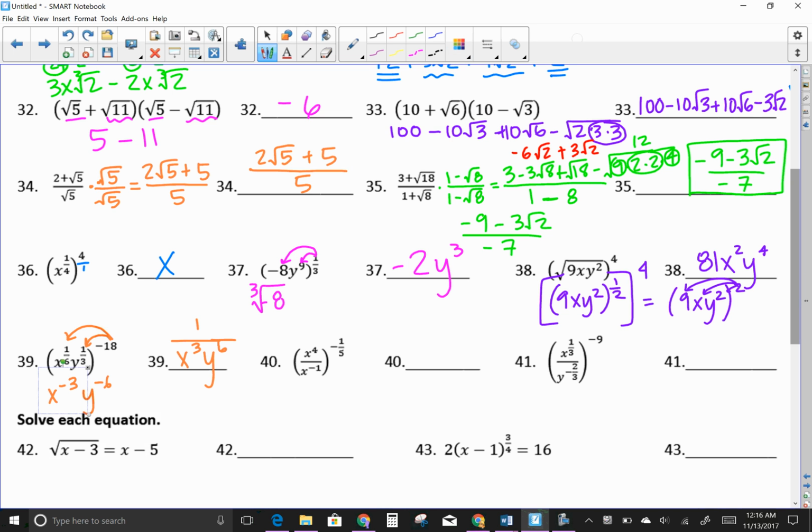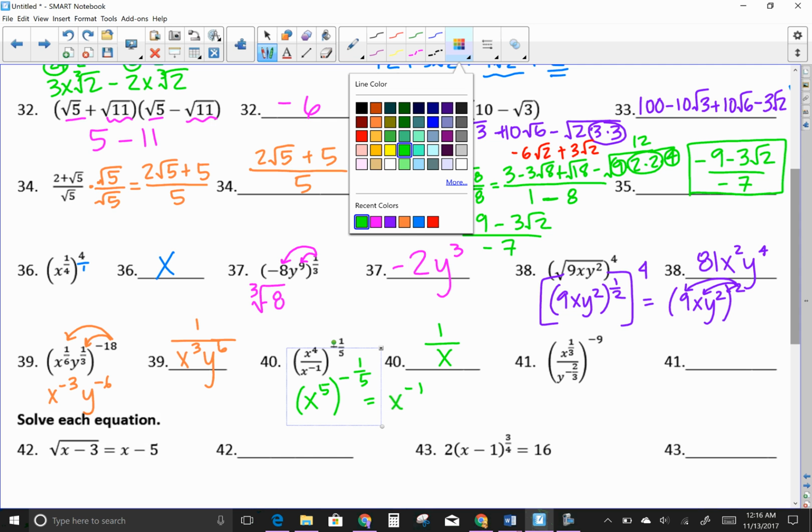And this one. All right, this is one where I have an x on the top and the bottom, and I can actually simplify that. So when we divide, we subtract the exponents. So 4 minus a -1 is 4 plus 1, and 4 plus 1 is 5, and 5 to the -1/5. So I'm going to raise a power to a power, which means I'm multiplying those exponents. And when I multiply them, I get x to the -1. Cannot leave it as x to the -1. That becomes 1 over x.